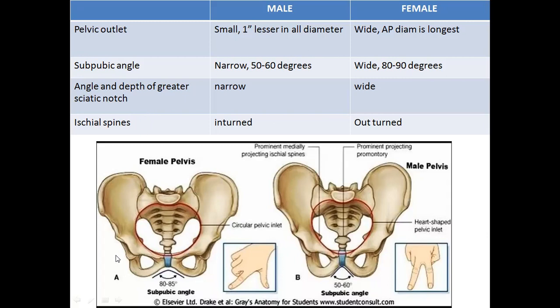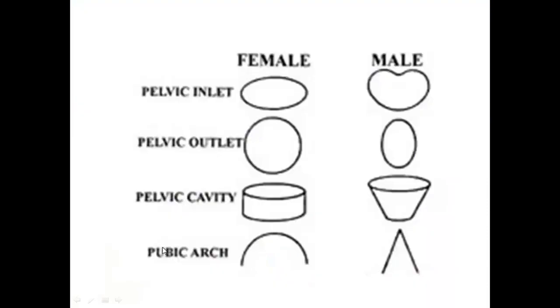Angle and depth of the greater sciatic notch. This one is the greater sciatic notch of the male, which is narrow, and it is quite wide in females. Then these are the ischial spines, right? This is the ischial spine. These are inturned in males and these are outturned in females.